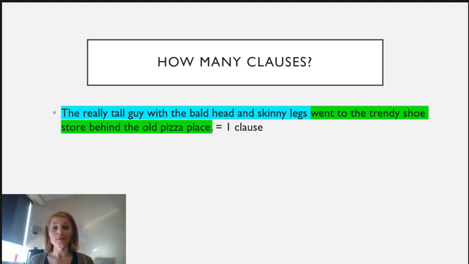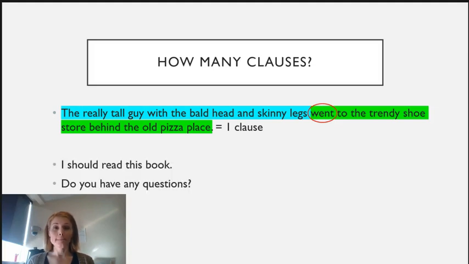We have 1 main verb, went, right? So our subject is the really tall guy with the bald head and skinny legs, and our predicate is went to the trendy shoe store behind the old pizza place. Okay, so one thing to be careful about when identifying main verbs is to make sure you're only counting main verbs and not auxiliary verbs.